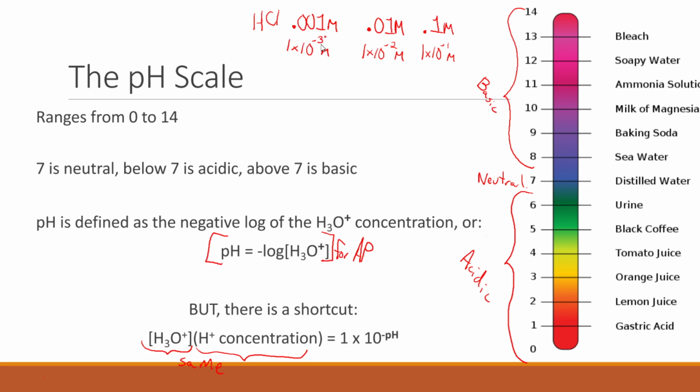The pH is the value of this exponent. So this has a pH of 3. This has a pH of 2. This has a pH of 1.